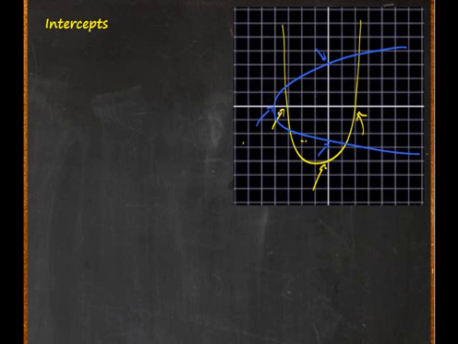And again, that's just where x and y are equal to 0, and you find them the exact same way. You find them by setting x and y respectively equal to 0 to find those solution points. The process never changes. It's just what type of graph you're dealing with.